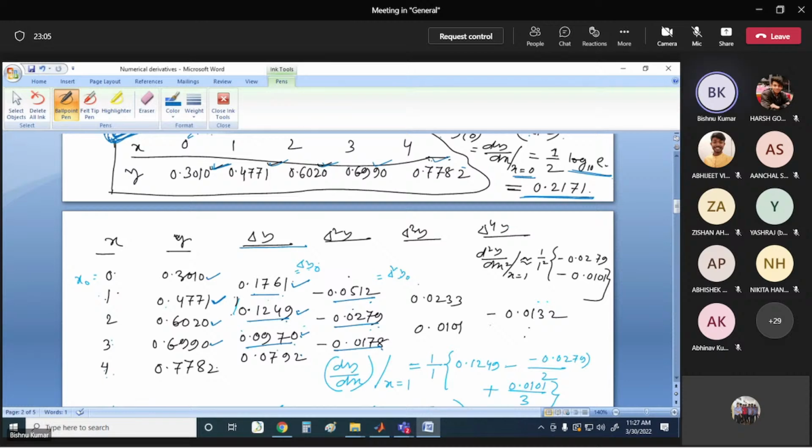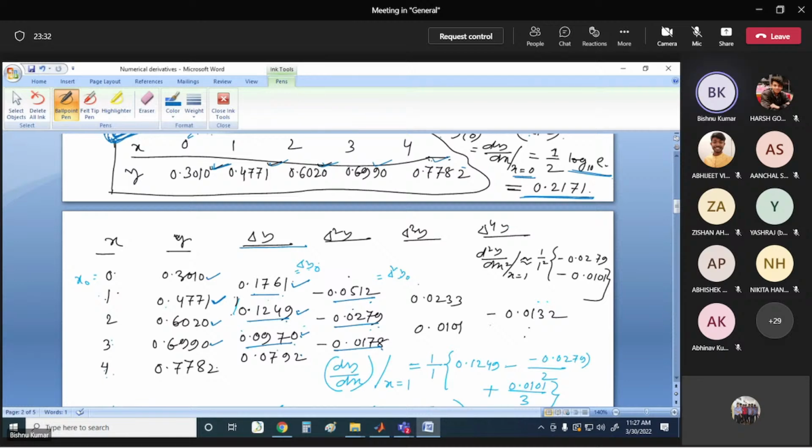So your formula is starting from del y0. The original interpolation formula starts from y0, but the derivative formula starts from the first difference value. So don't get confused about this. You should not consider y0 first. In the polynomial you consider y0, but here your first term is del y0.